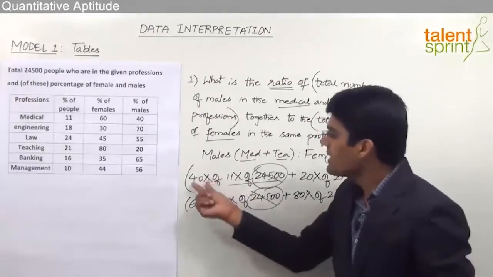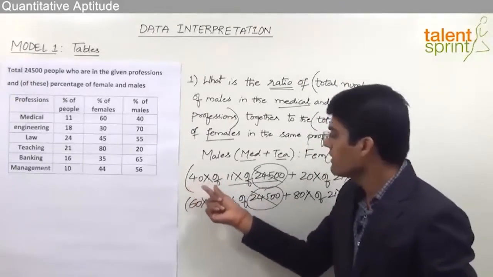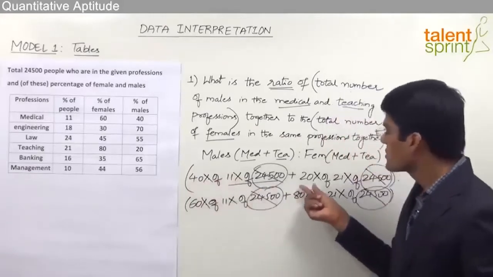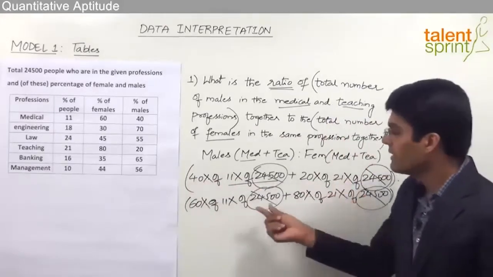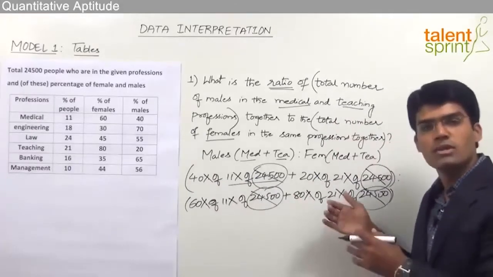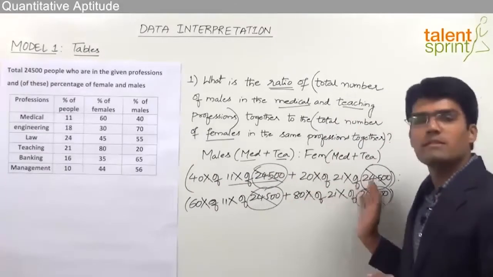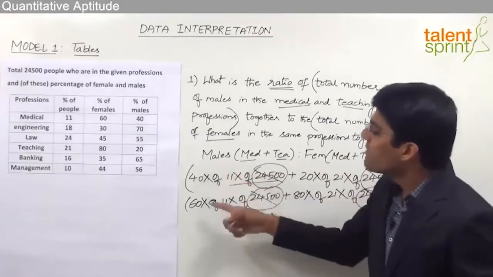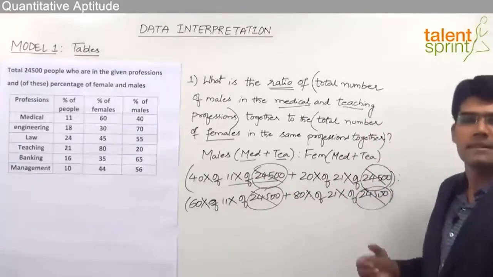Why? Because here we have 40%, that is 40 by 100 into 11 by 100. Here also 20 by 100 into 21 by 100. Here again 60 by 100, 11 by 100, 80 by 100, 21 by 100. So those divided by 100 get cancelled on both sides. So directly we can say that percentages here again don't affect the calculation.